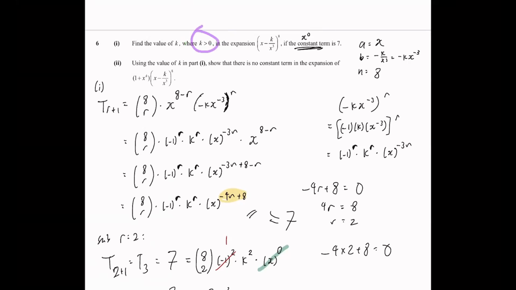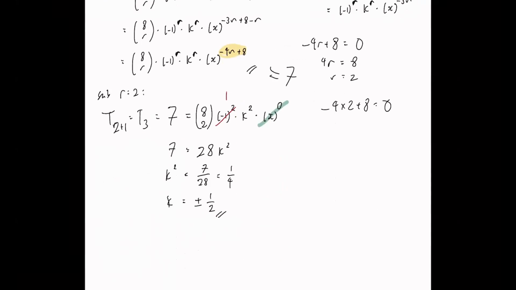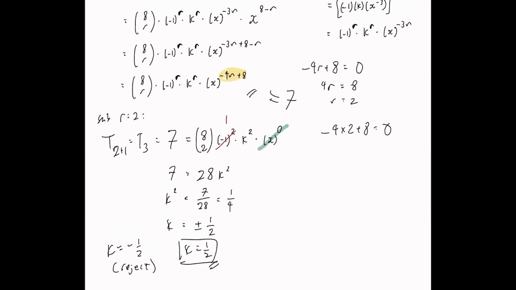More than 0. So here we have to recheck 1. Reject the negative, accept the positive only. That's our final answer. Okay, let me remove this. That's our final answer. Okay, good. Part 1 done. Move on.